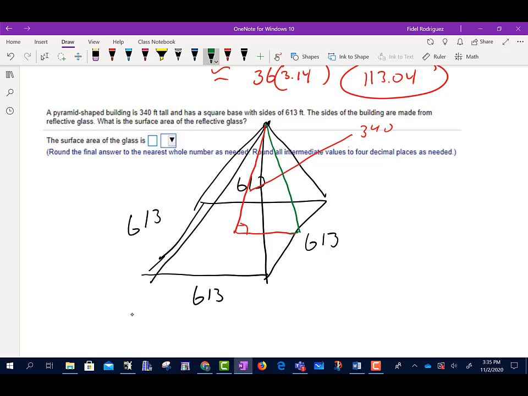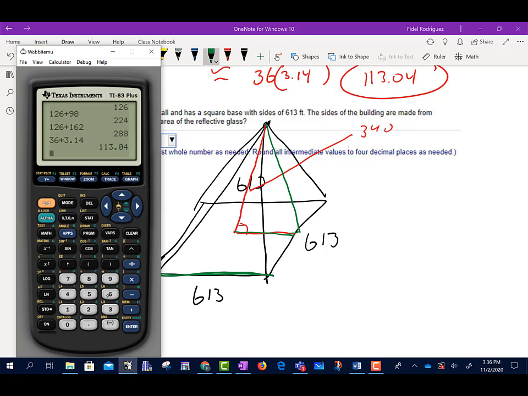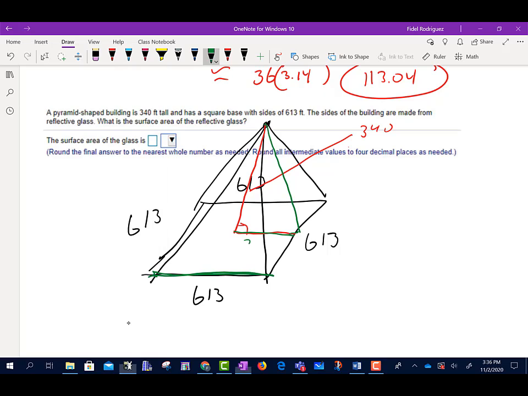So one thing I want to point out, if the whole side down here on the bottom is 613, this piece should be half of 613, right? Oh man, why couldn't they give us an even number? That's okay. 613 divided by 2 is 306.5. We're just going to deal with it. 306.5. So now I'm trying to find this distance here.